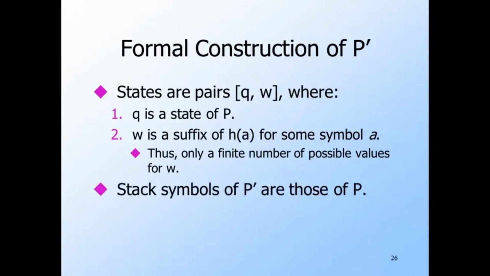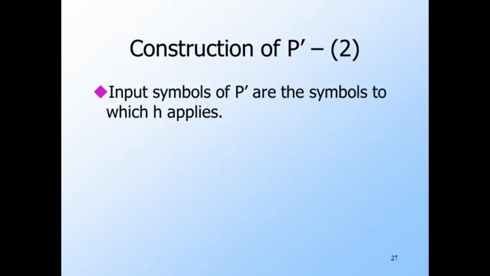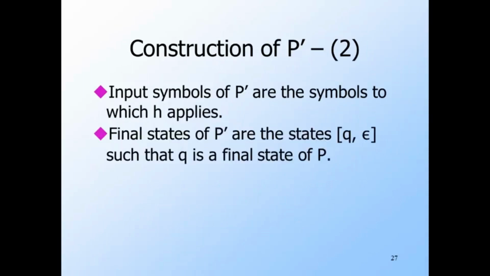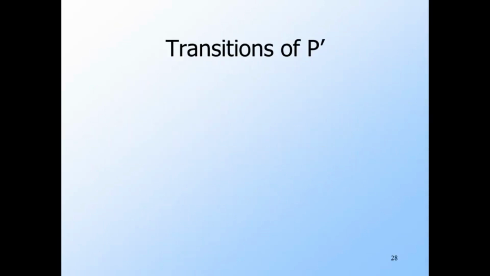The stack symbols of P prime are those of P. Moreover, as we shall see, the stack behavior of P prime mimics that of P. And the start state of P prime is Q0 epsilon, that is the start state of P paired with an empty buffer. The input symbols of P prime are those symbols A for which H of A is defined, and the final states of P prime are the final states of P paired with an empty buffer.